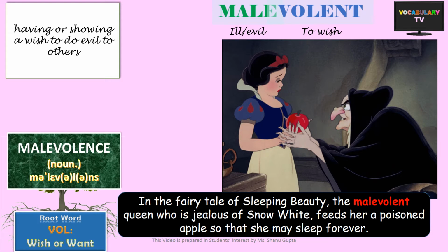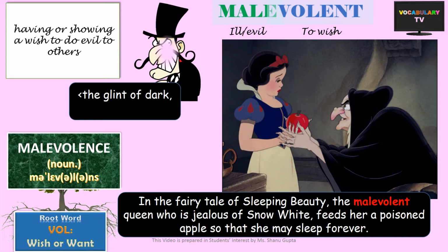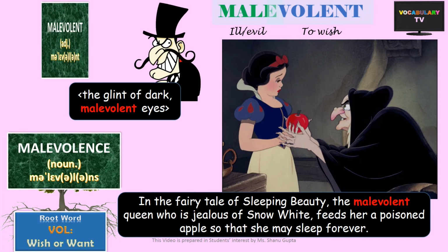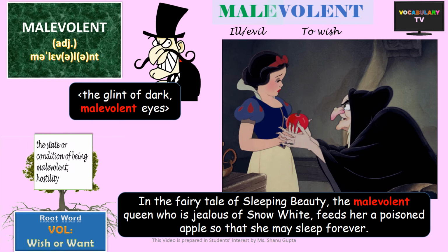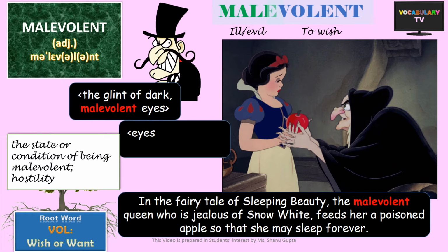In a related context, we can describe someone's facial expression as a malevolent one. Like you can see the glint in the dark malevolent eyes of this man wearing a black hat. If we form a noun out of this word, it would be malevolence. And rephrasing that last sentence, it would be eyes glowing with malevolence.